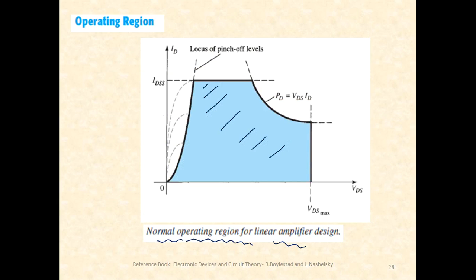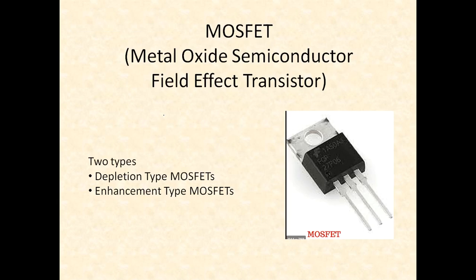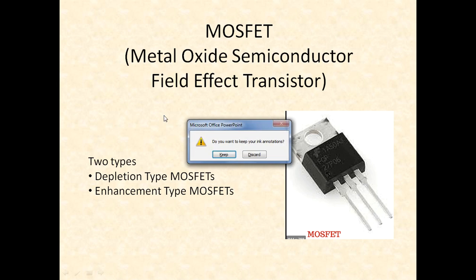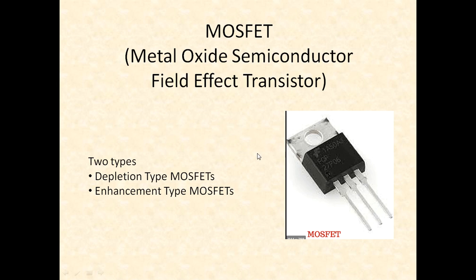All right, so that was all about the construction, the characteristics and some more additional information about JFETs. In the next session, we will be discussing a much more improved and important device compared to a JFET. It's called a MOSFET, which stands for metal oxide semiconductor field effect transistor. We'll be looking at it in our next session. So students, if you have any doubts, you can ask me.